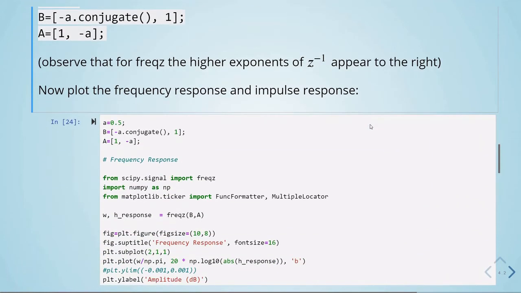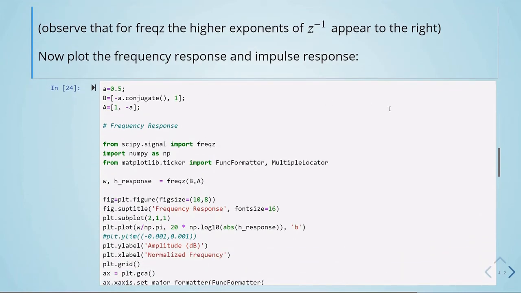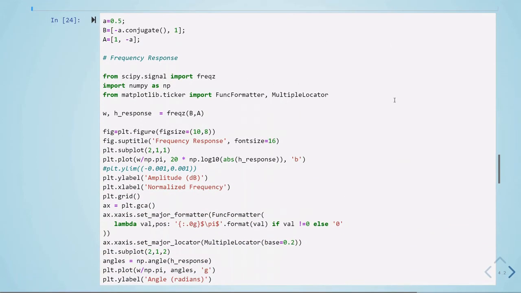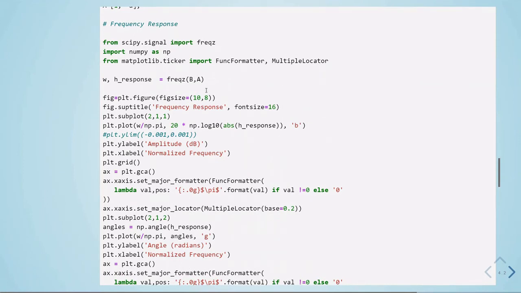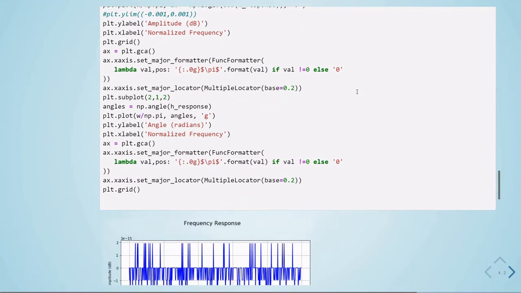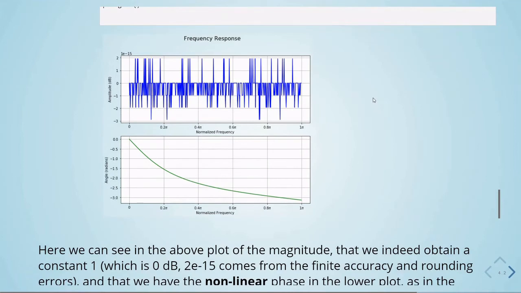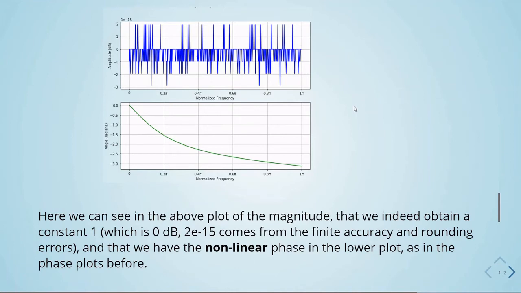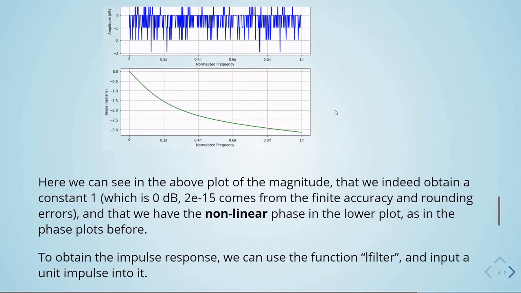So here we are defining our vectors, we are importing our libraries, and we are calling freqz, and we have here the plot of the frequency response. So we can see there is this scaling here. So this is actually 0 dB, which corresponds to unit gain. So this is a constant 1. And we have here the nonlinear phase, as we saw in the phase plots before.